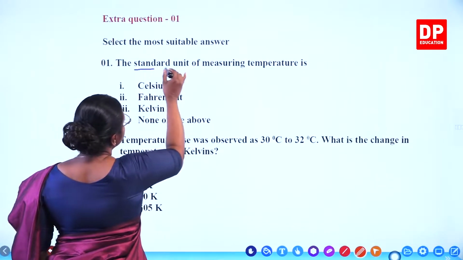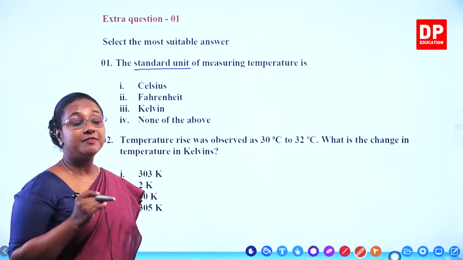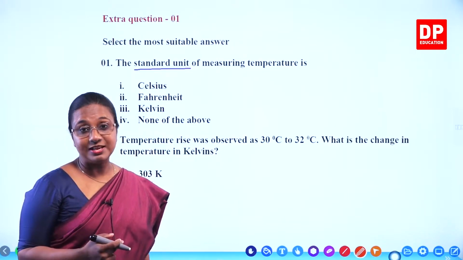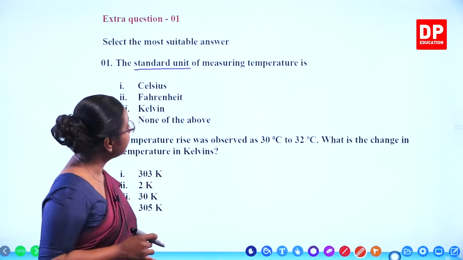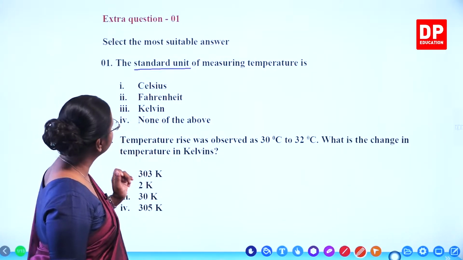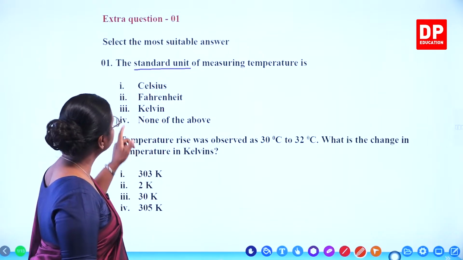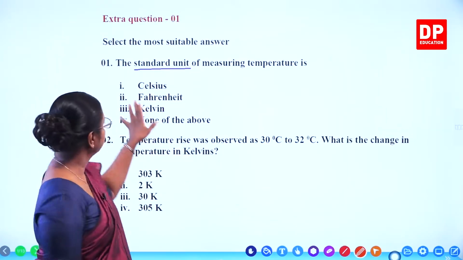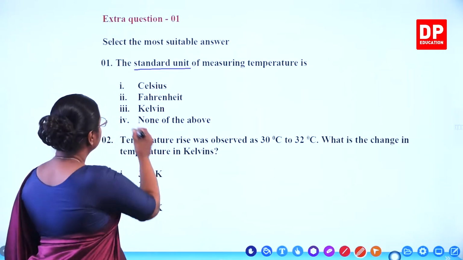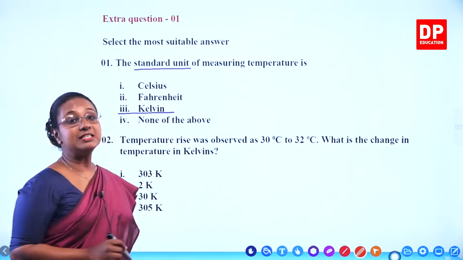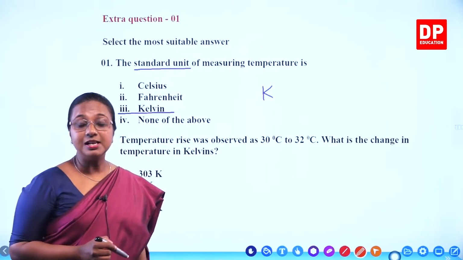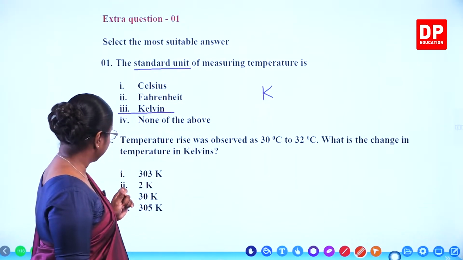So, you all know, students, there are different units or different scales used, the Celsius scale, Fahrenheit scale and the Kelvin scale. Out of those, the standard unit is the Kelvin scale. So, the standard unit of measuring temperature is Celsius, Fahrenheit, Kelvin, none of the above. Although Celsius and Fahrenheit are scales, they are not the standard unit. So, it is the Kelvin that is the standard unit. You all can remember the symbol as well. We write capital K.